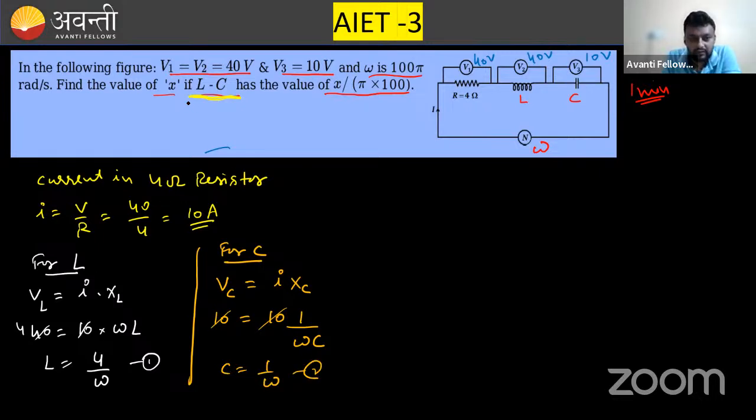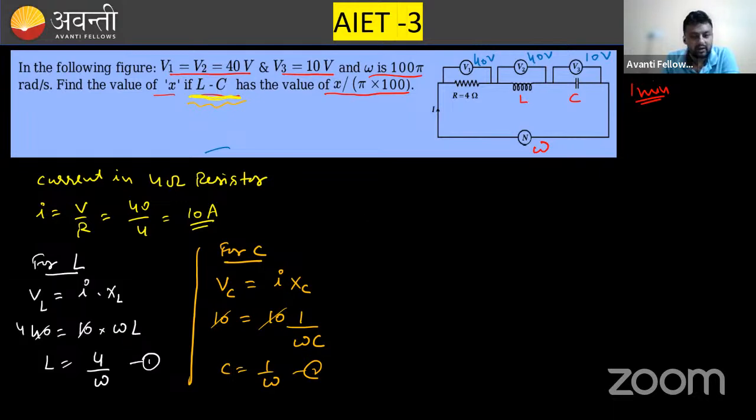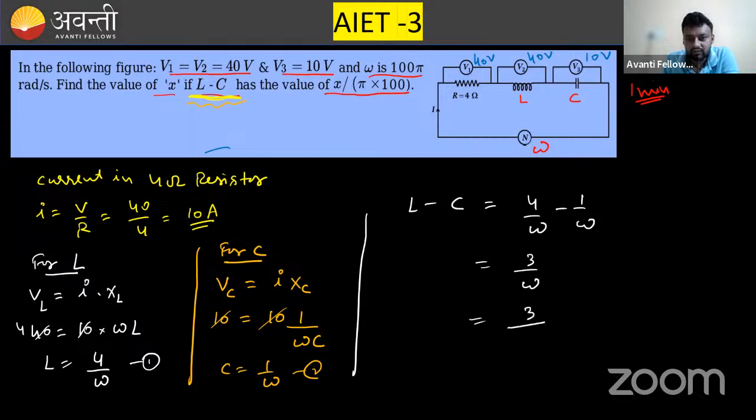You need to calculate the value of L minus C. And if you want to calculate the value of L minus C, what will it be? So L minus C will be 4 by omega minus 1 by omega, that is 3 by omega. Now 3 by omega is what? 100 pi.